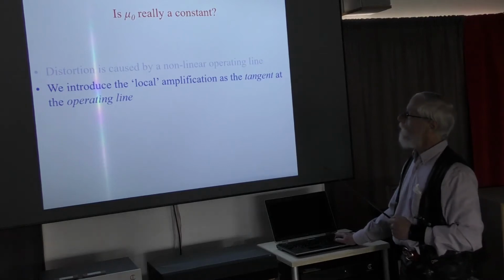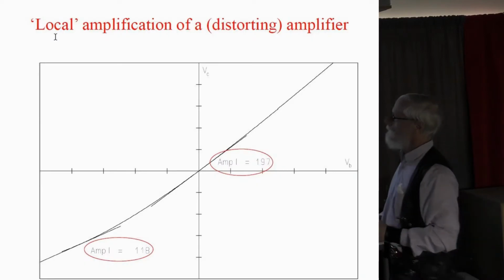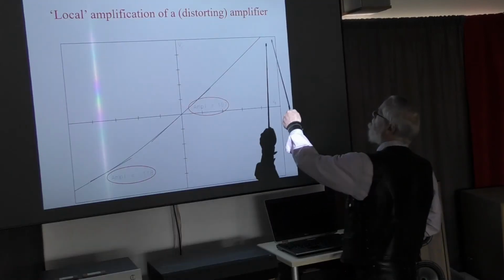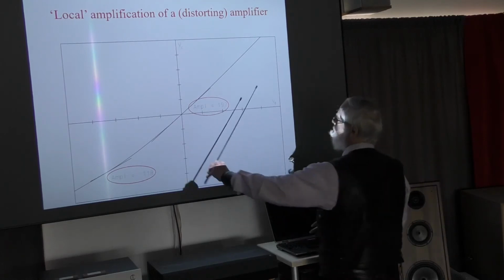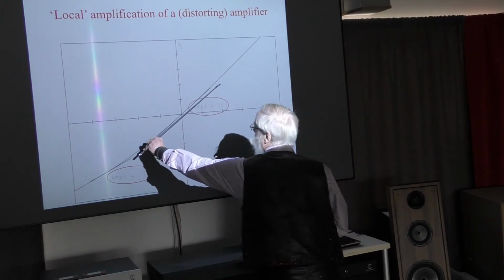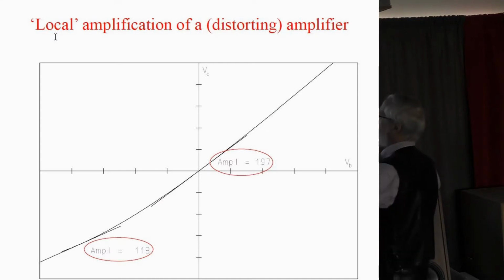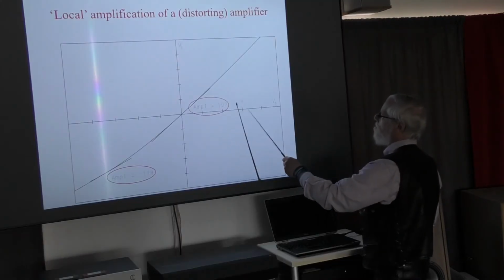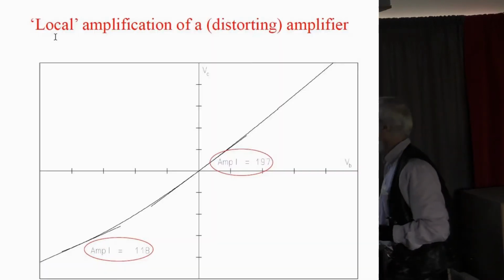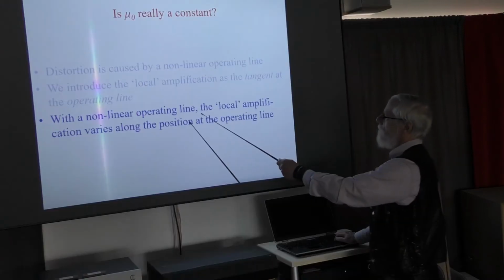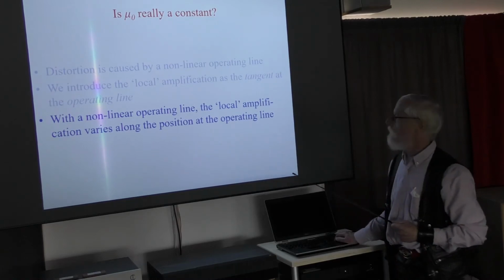Therefore we will introduce the local amplification as a tangent at the operating line. This is an example. This line is the actual operating line, and at 2 points I've calculated the tangent: at the zero crossing, and at a negative voltage. You can see that the amplification at the zero is 197, and here it has been reduced to 118. So with a nonlinear operating line, the local amplification varies along the position of the operating line.